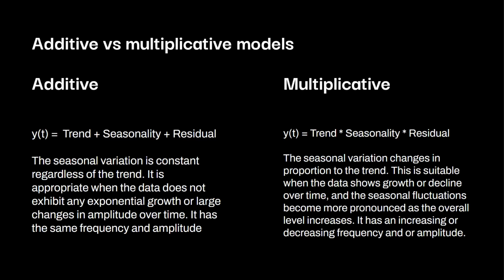But first, what we need to know is additive versus multiplicative models. So additive is when you add up your trend, your seasonality, and your residual. So the seasonal variation is constant regardless of the trend, and is appropriate when the data does not exhibit any exponential growth or large changes in amplitude over time. It has the same frequency and amplitude. Multiplicative, as the word kind of hints at, you just multiply the trend, the seasonality, and the residual. The seasonal variation changes in proportion to the trend. This is suitable when the data shows growth or decline over time, and the seasonal fluctuations become more pronounced as the overall level increases. It has an increasing or decreasing frequency and/or amplitude.